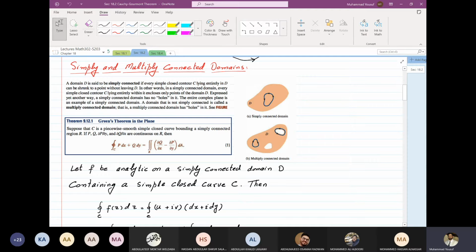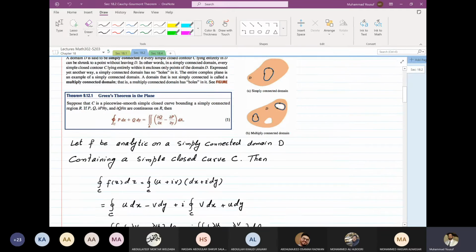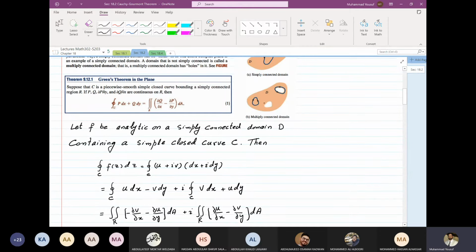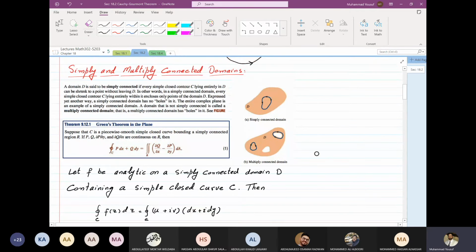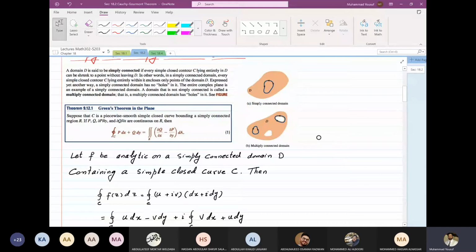So in figure A, we can make this curve shrink to a point without leaving the region. But in figure B, this curve can be shrunk to a point without leaving the region, but not this curve. The second curve we cannot shrink to a point without leaving the region because it is containing a hole. Okay, so this is simply connected and multiply connected domain.